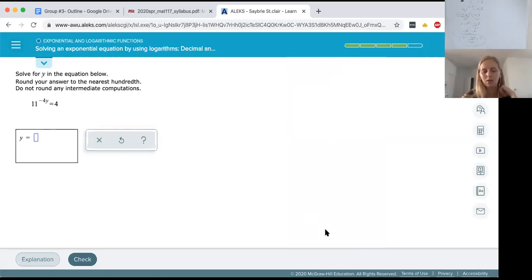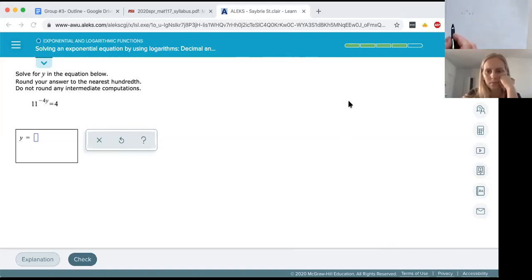Do you want me to walk you through this? Do you want to try it? Do you want to write it with me? Like, because we do like split screen. I'll write it with you. Okay. Or I can look at your screen again. Let me see. Yeah, I can see your screen right now. So 11 minus 4y equals 4.